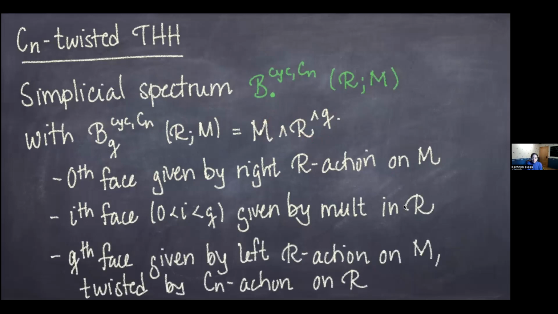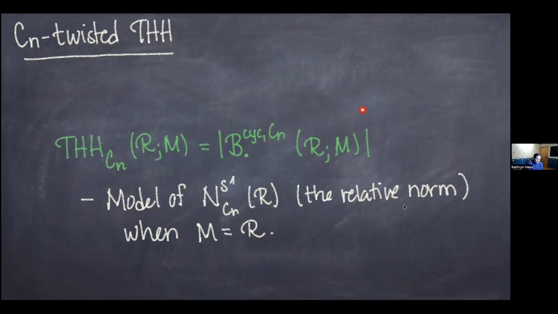And the last face map is different from what you would usually get in the cyclic bar construction, in that you're going to take the last copy of R, and you're going to use the left R action on M to do it. But first, you're going to twist by this action of CN. So you act on the last copy of R with the generator of CN, and then you make that act on the left-hand side of M. So you use this twisting that takes advantage of your CN action. And if you then take the geometric realization of this simplicial spectrum, you get the CN twisted topological Hochschild homology of R with coefficients in M.